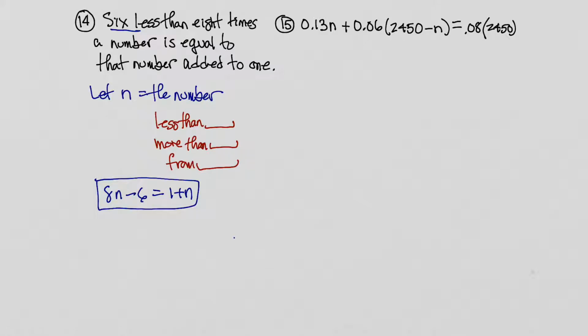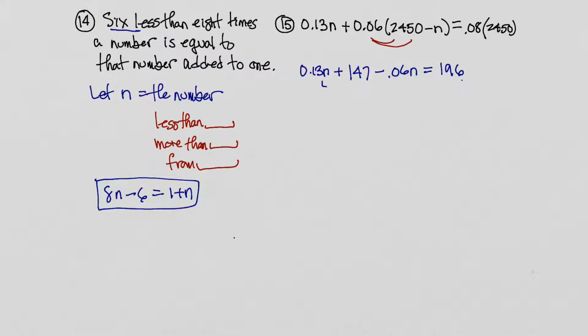Now what we're doing in this problem is just what we've been doing before, but now we've got some decimals to work with. So how about if we start here? Let's multiply through using the distributive property. So this will give us 0.13n plus, now this looks like a calculator problem to me. I'm going to get 0.06 times 2450, and that gave me 147. So 147 and then minus 0.06n, and that's equal to, now 0.08 times that 2450, and that gives me 196.